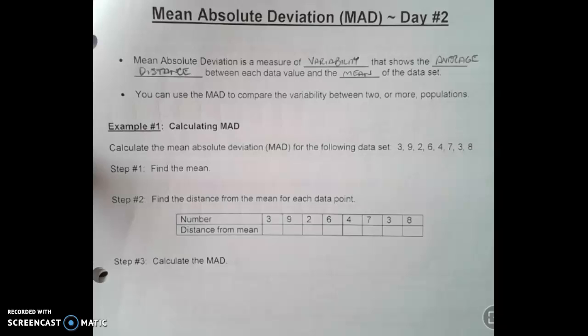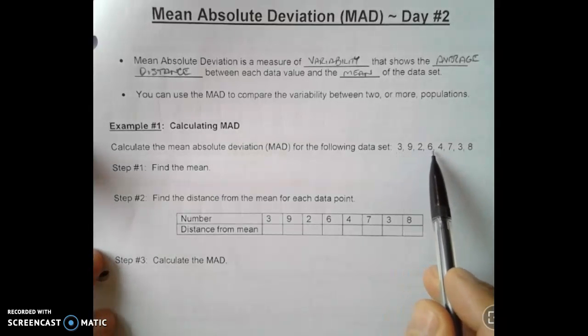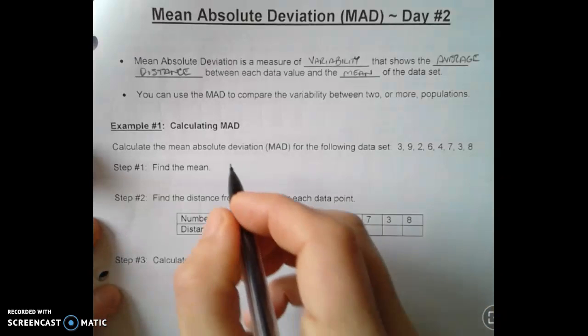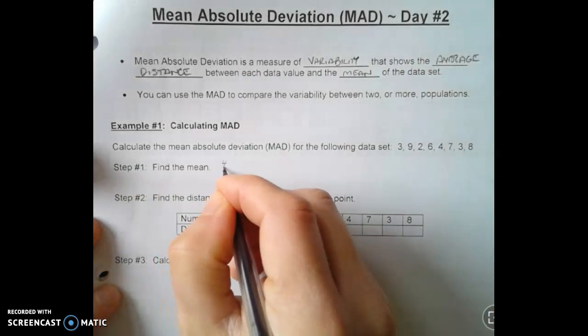In our first example, we're going to practice calculating the mean absolute deviation. Calculate the mean absolute deviation, or the MAD, for the following data set: 3, 9, 2, 6, 4, 7, 3, 8. The first thing we're going to do is calculate the mean. To figure out the mean, you're looking for the average, so we add all of these numbers together, and we come up with a sum of 42.